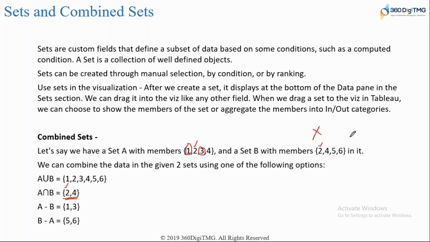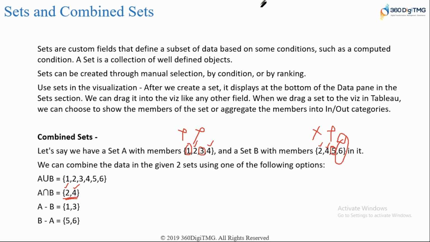3 is present over here but not over here, so 3 is not there in the result of A intersection B. 4 is present here and also present here, so it is a common member between the two sets. Therefore, 4 has come up in the result of intersection. 5 is present over here, but we don't have 5 here. 6 is present over here, but we don't have 6 here. Therefore, they will not show up in the result.